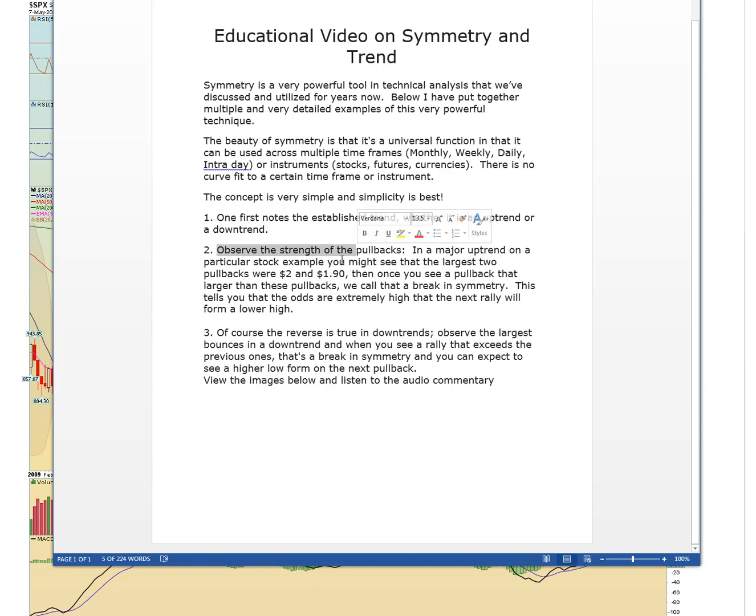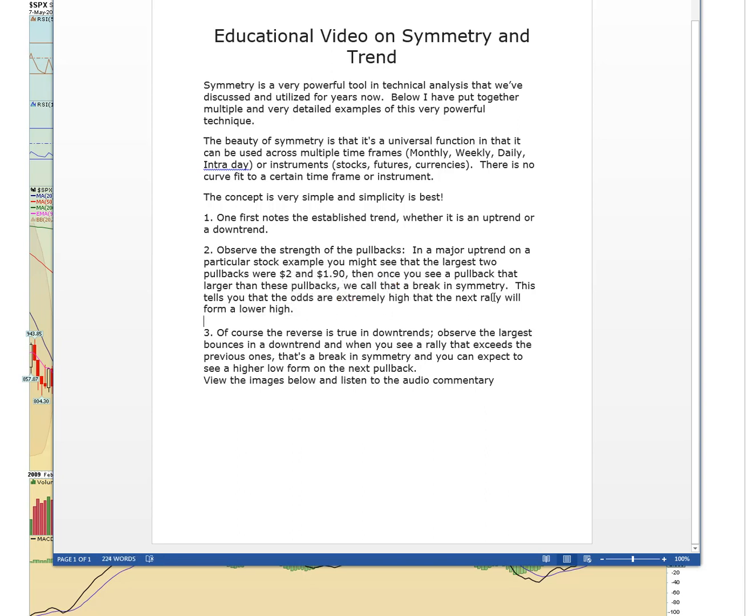So if you're in an uptrend and your pullbacks were, let's say on a particular stock, between $2 and $1.90. If you had a larger pullback on your next pullback that was much larger than these, let's say it was $3 or something, that would represent a break in symmetry. That would tell you with extremely high odds that the next rally would form a lower high.